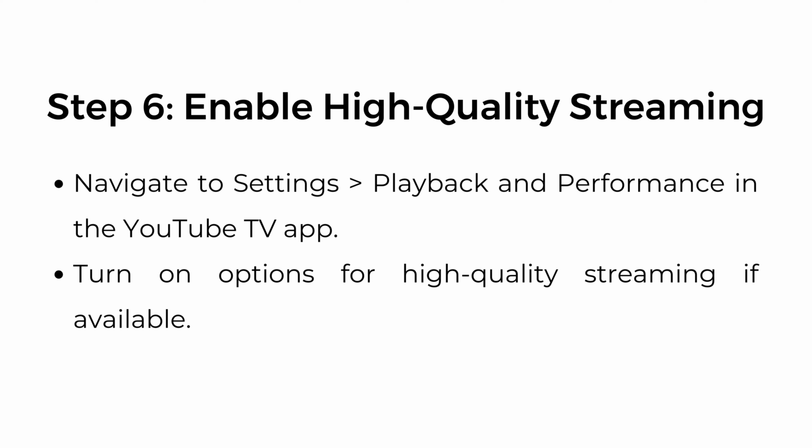Step number 6, enable high quality streaming. Navigate to settings, playback and performance in the YouTube TV app. Turn on options for high quality streaming if available.